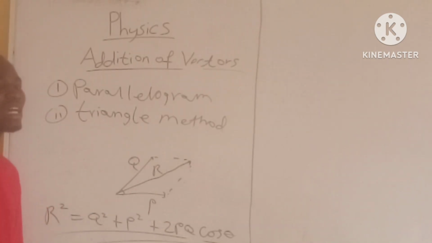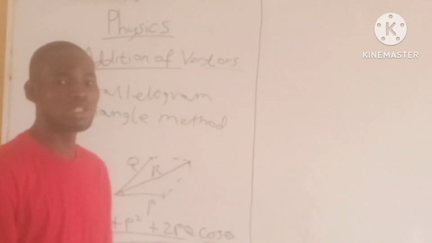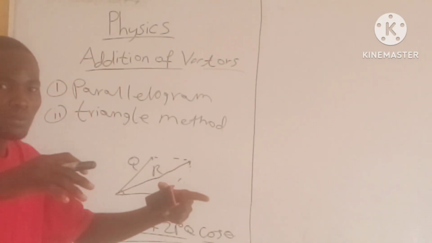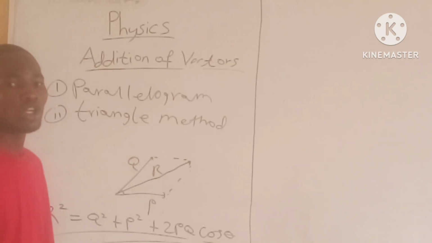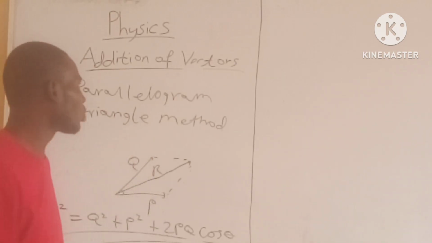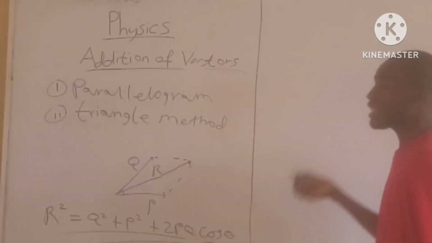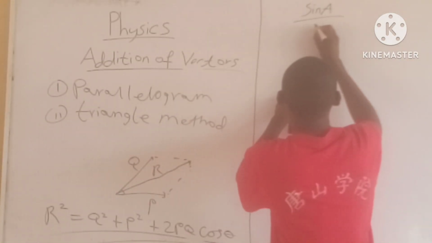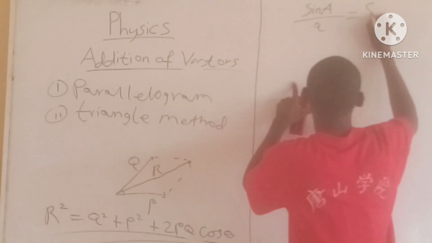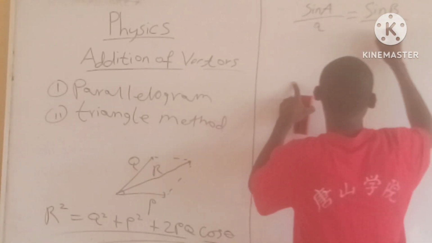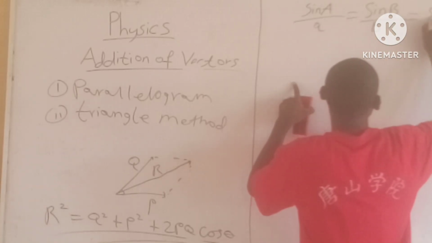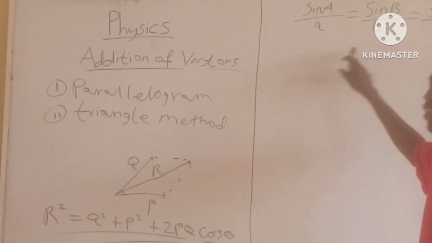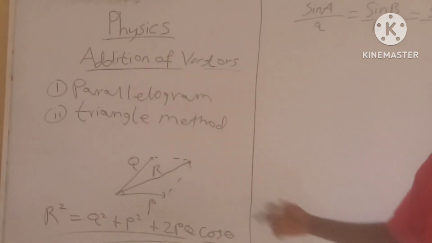And remember I told you that vector quantities have both magnitude and direction. Now, after getting the resultant, you need to get the direction. How do you get the direction? You use the cosine rule. Sorry, you use the sine rule. In the sine rule, we have sine A over A is equal to sine B over B is equal to sine C over C. You use this formula to get the direction, or the angular direction, of the vector.